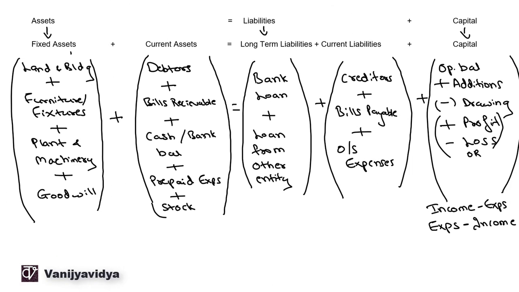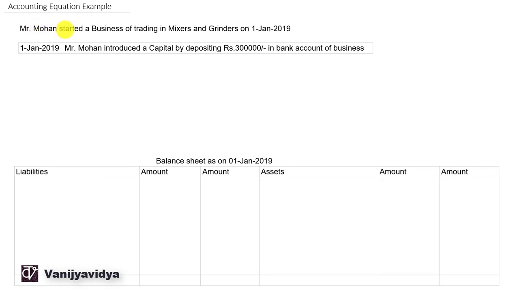Now let's see one example of the accounting equation. Mr. Mohan started a business of trading in mixers and grinders on 1st Jan 2019. On 1st Jan 2019, Mr. Mohan introduced capital by depositing rupees 3 lakhs in the bank account of the business.